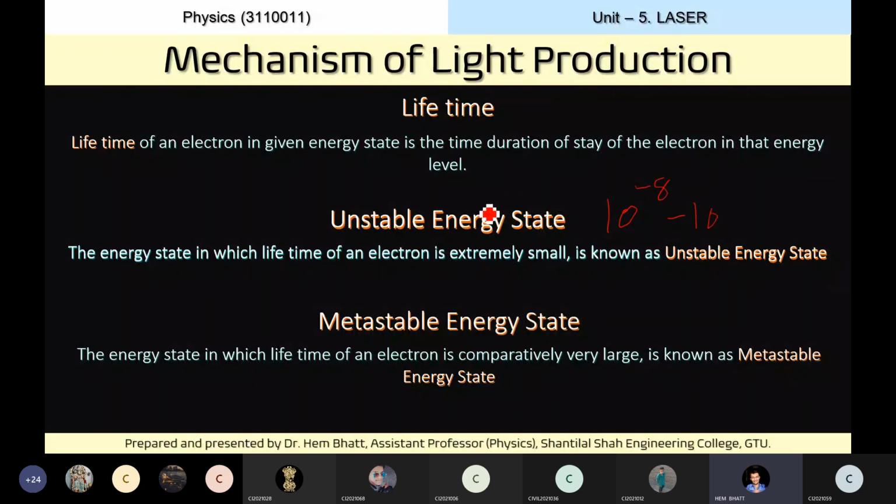10⁻⁸ to 10⁻⁹ સેકન્ડ. ઇલેક્ટ્રોન બહુ ઓછા સમય માટે અનસ્ટેબલ એનર્જી સ્ટેટમાં રહી શકે અને એટલા માટે સ્પોન્ટેનિયસ એમિશન અનસ્ટેબલ એનર્જી સ્ટેટમાં થાય. જો ઇલેક્ટ્રોનને મેટાસ્ટેબલ એનર્જી સ્ટેટમાં મૂકો તો એની મેળે પાછો ન આવે, તો સ્ટિમ્યુલેટેડ એમિશન કરાવવું પડે. સો ફોર સ્ટિમ્યુલેટેડ એમિશન યુ નીડ મેટાસ્ટેબલ એનર્જી સ્ટેટ.